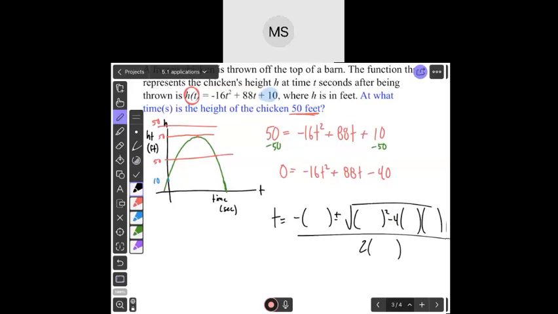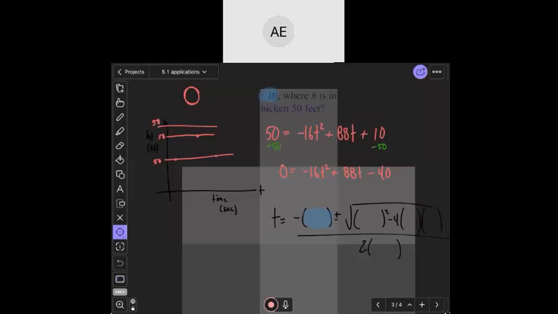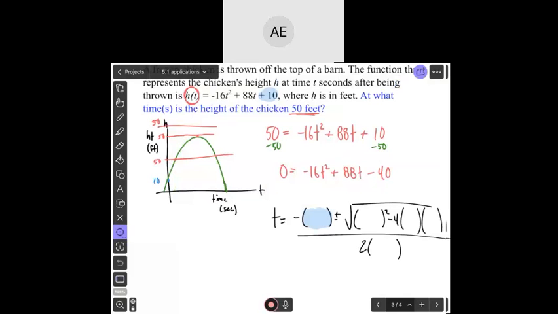Angelique, what should go here? I have no idea. How dare you? I know, right? Such a shocker for me. But no, I don't know. Negative b, so what's our b value? Would it be 88? All right, I got 88.